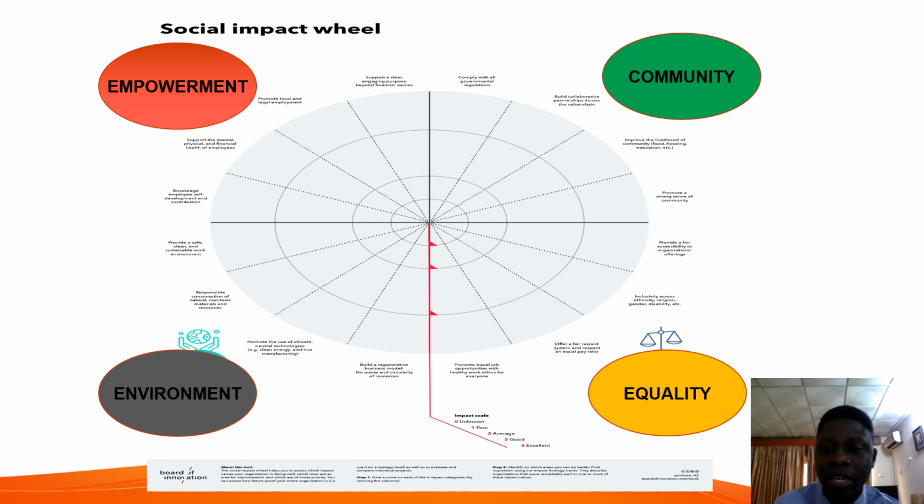So it must empower them. The community must see it as their own thing. Everybody must be carried along. They must participate. There must be equal opportunities for them to benefit, and it must be environmentally friendly. These are the four social impact pillars that you can use to test your solutions. Once these four pillars have been satisfied, once you have been able to tick them, then your solution is worthwhile. It will be successful.